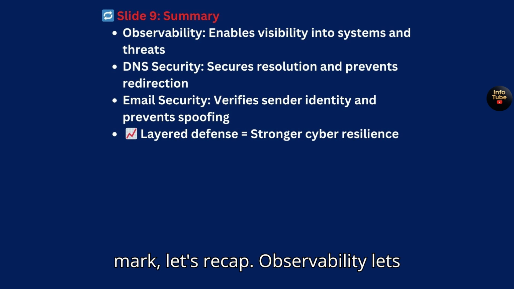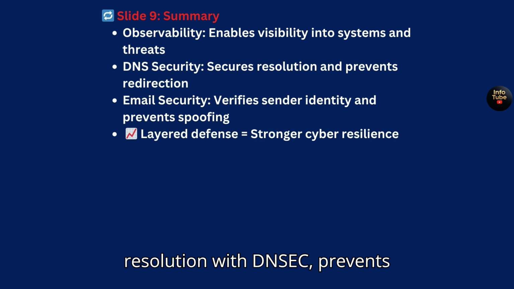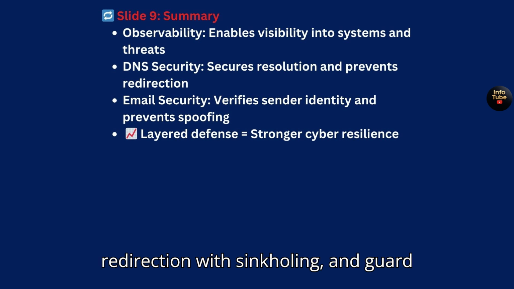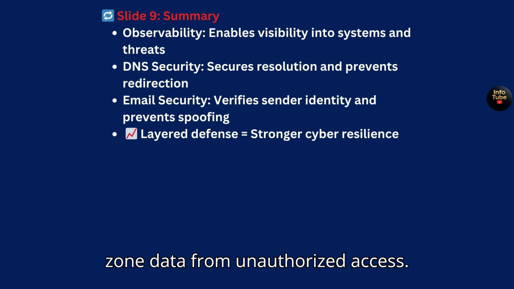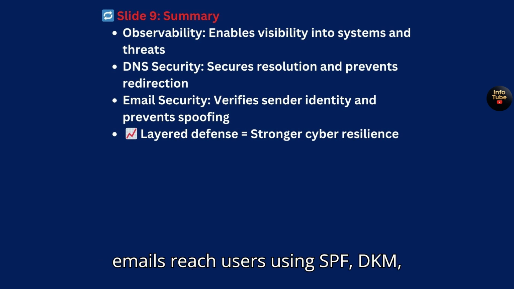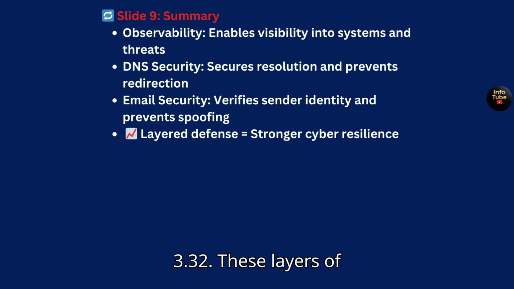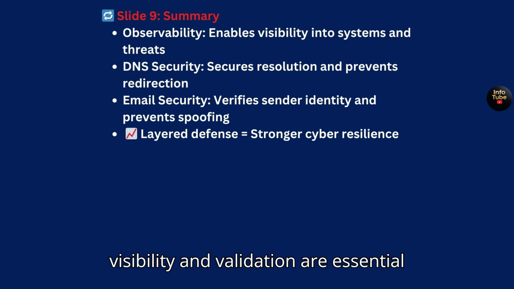Let's recap. Observability lets you detect issues before they become incidents. DNS security protects name resolution with DNSSEC, prevents redirection with sinkholing, and guards zone data from unauthorized access. Email security ensures only legitimate emails reach users using SPF, DKIM, and DMARC. That wraps up topic 3.3.2. These layers of visibility and validation are essential to securing modern infrastructures.